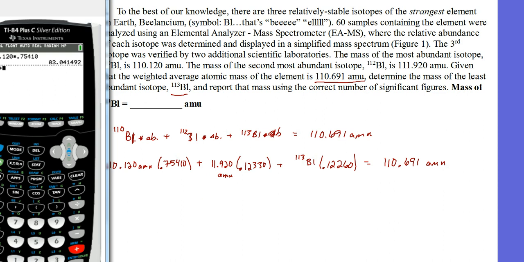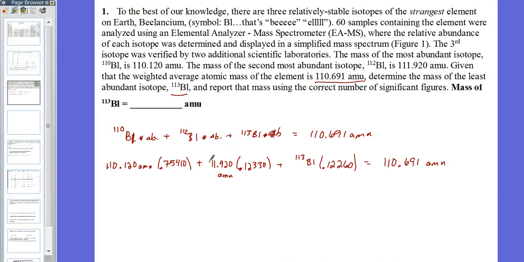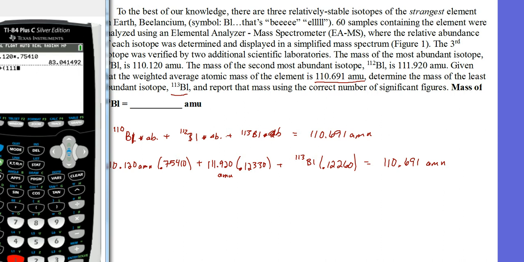I'll put that in parentheses. I have a little typo right here, as you can probably see. You probably noticed that already. So it's 111.920 times its abundance of 0.12330, and I get that number right there.